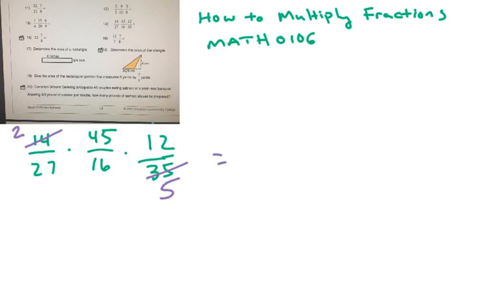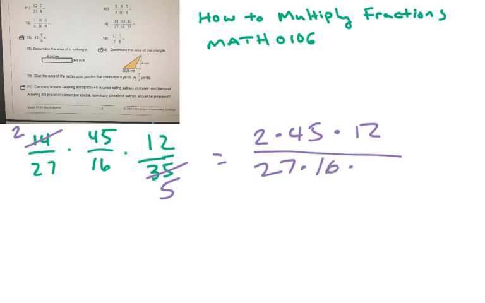So I said I was going to write it out, so that leaves me with 2 times 45 times 12. And on the bottom we have 27 times 16 times 5. Again, there are a lot of different ways to do it. You pick the way that makes the most sense to you.